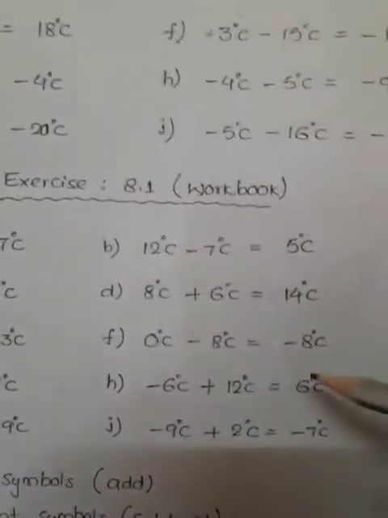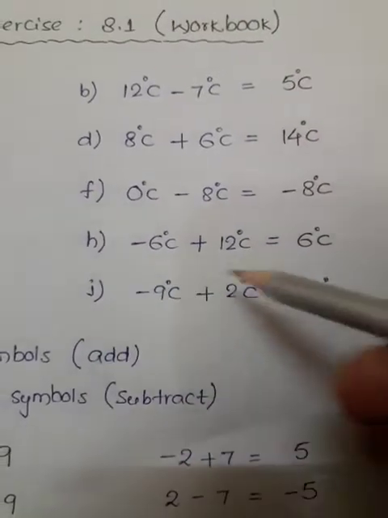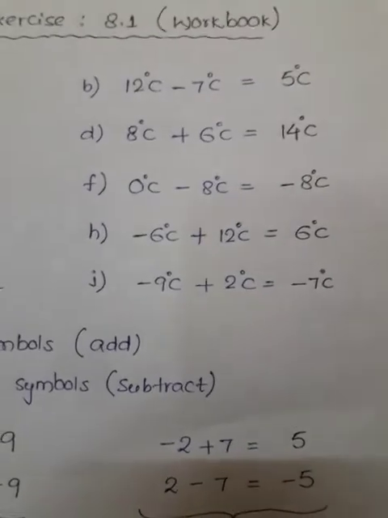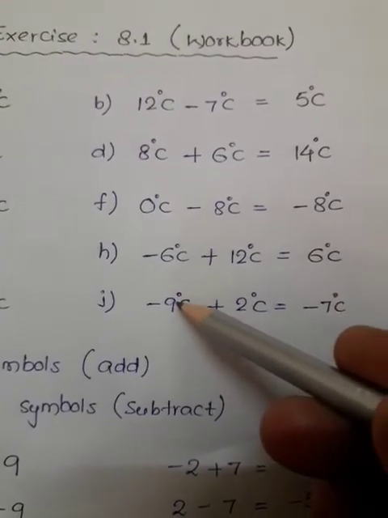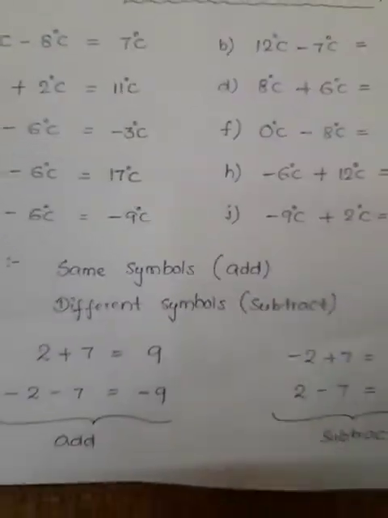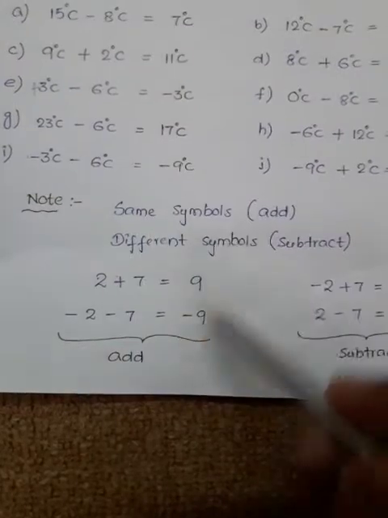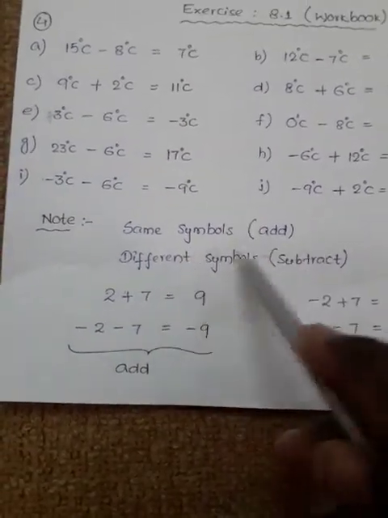Number J, the last one I will explain. The temperature is minus 9 degrees Celsius, so it is minus 9 degrees Celsius. It rises means what? You have to increase, so plus 2 degrees Celsius. So again different symbols, so you have to subtract. But after the subtraction you have to check which is the big number. So 9 is the big number, before 9 minus symbol is there, so write it minus. Okay, clear? So one more time for your understanding: if it is the same symbols, add; different symbols, subtract.